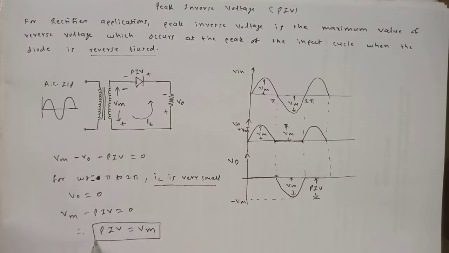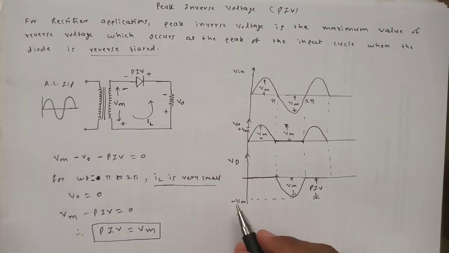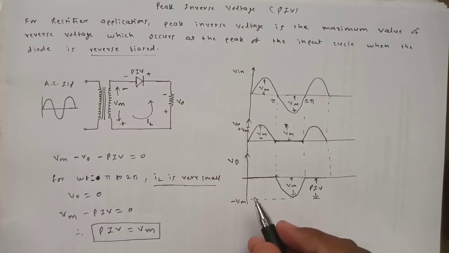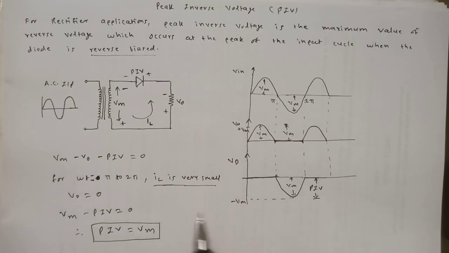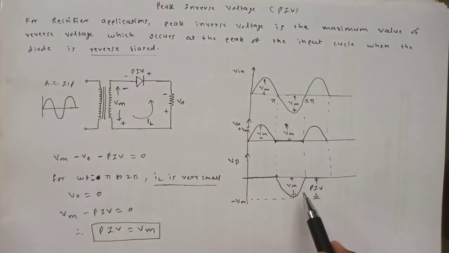It means that in the case of a half wave rectifier, when the diode is reverse biased, the maximum voltage which can get applied across it is equal to Vm. Once again, let us remember why I am not writing a minus sign: because I am calling it the peak inverse voltage, the peak value of the voltage in the reverse direction. That's why here we are writing PIV is equal to Vm.